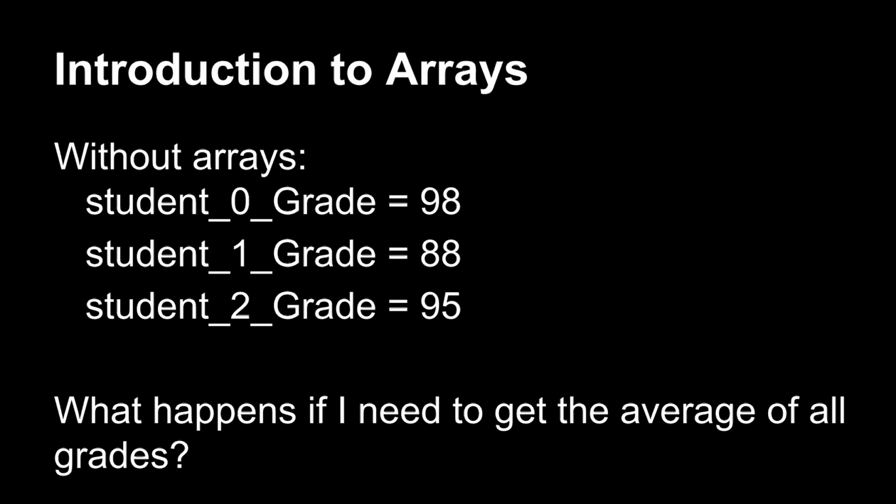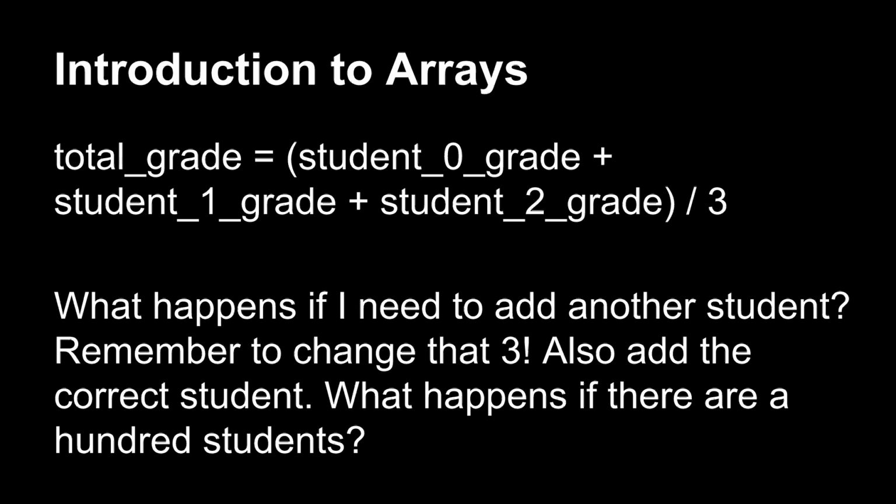What if I need to get the average of all the grades? Well, I could write a very basic pseudo function where I add all the values together and then divide by 3, but what happens if I need to add another student? Well, then I need to create the new data variable. I need to make sure I add the data variable into the total grade function, and I need to remember to increment that divisor by 3.